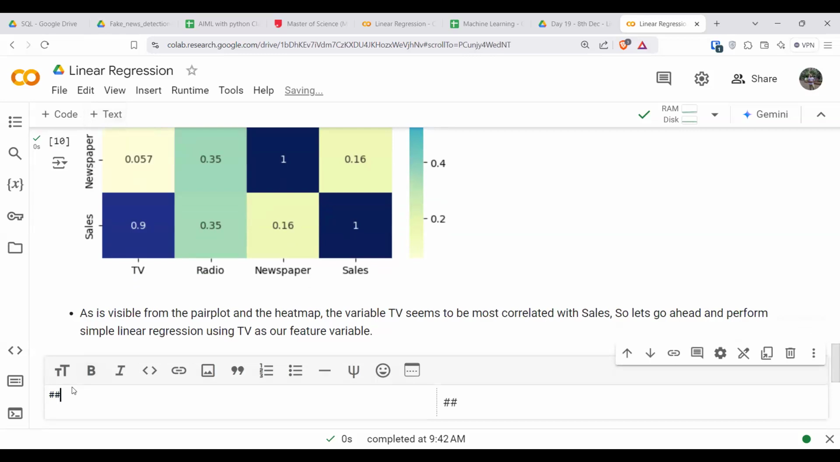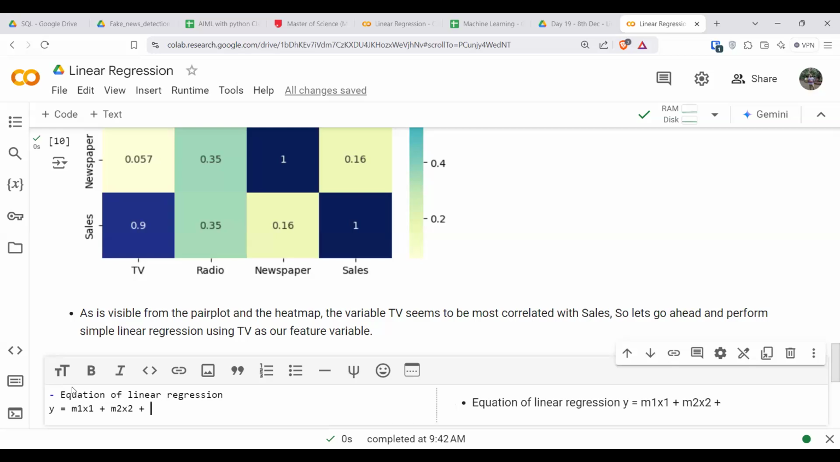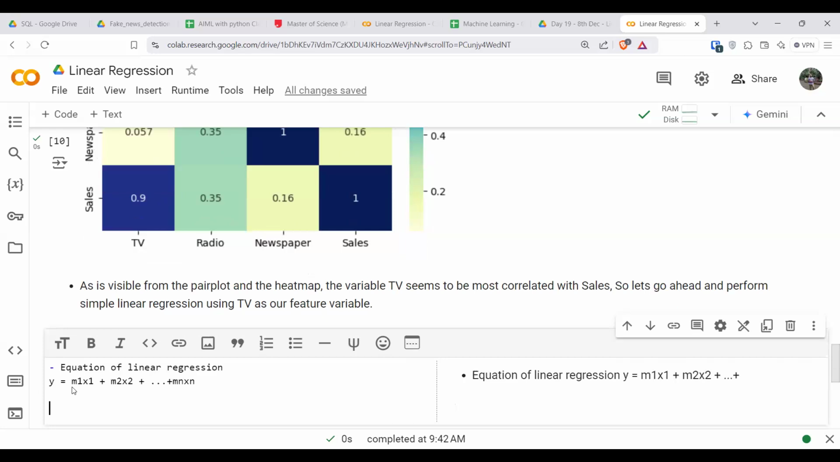So as you know, the equation of a linear regression can be written as y equals c plus m1x1 plus m2x2 plus dot dot dot plus mnxn. Y is the response variable, that is your target variable. C is the intercept. M1 is the coefficient for the first feature. Mn is the coefficient for the nth feature.